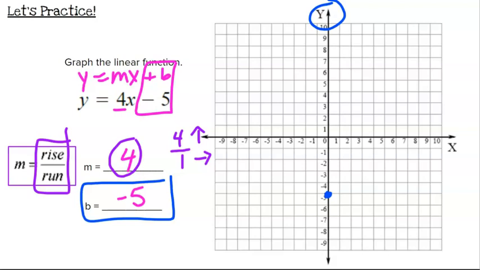So we're going to start at our blue point, go up 4 points, or 4 lines, excuse me, and then over 1 line, put a point. Do that again, up 1, 2, 3, 4, over 1, put a point. I'm going to do that one more time, up 1, 2, 3, 4, and then over 1. And then we connect those points with our line. And that is how you graph linear functions.